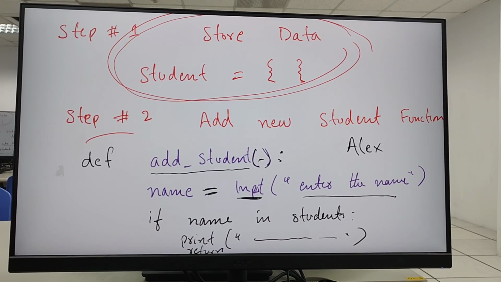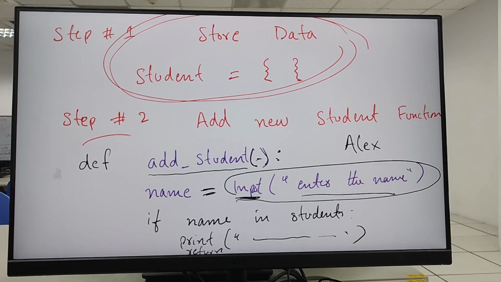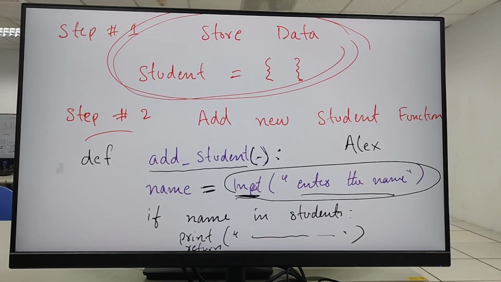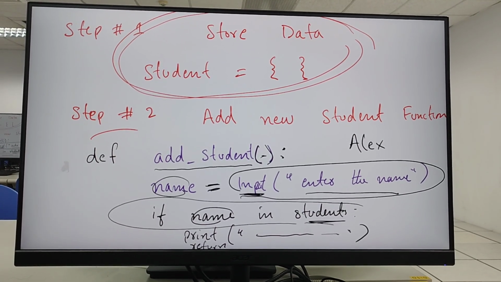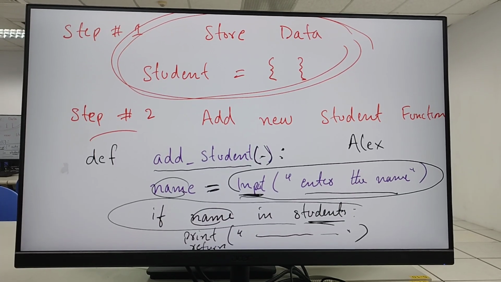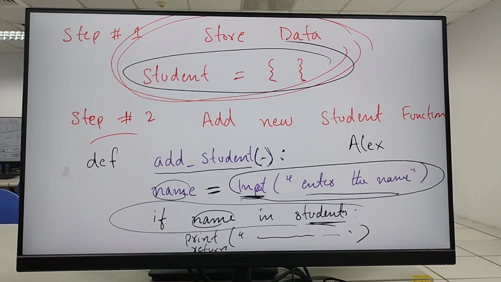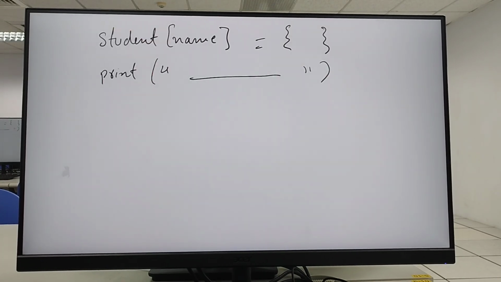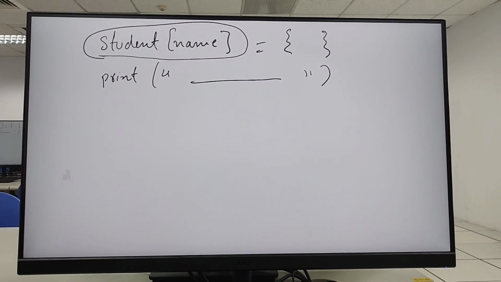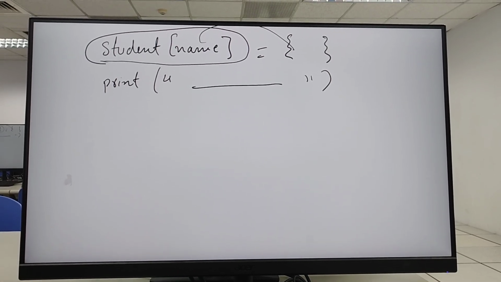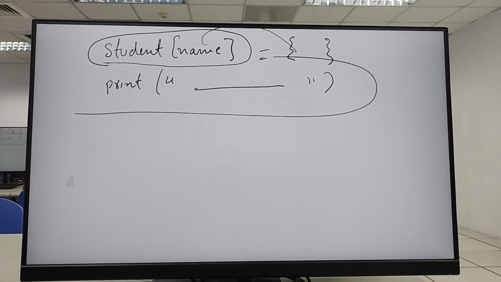Name, you want to add a name, right? This is how you add a name, input. And then you write a condition here. If name, this name, you check in the students whether this is available in this list you created or no. If this is not available, then go to this one. Use this one, student name, this one. So it will directly add this one to the list. Alright. And then print successfully added.